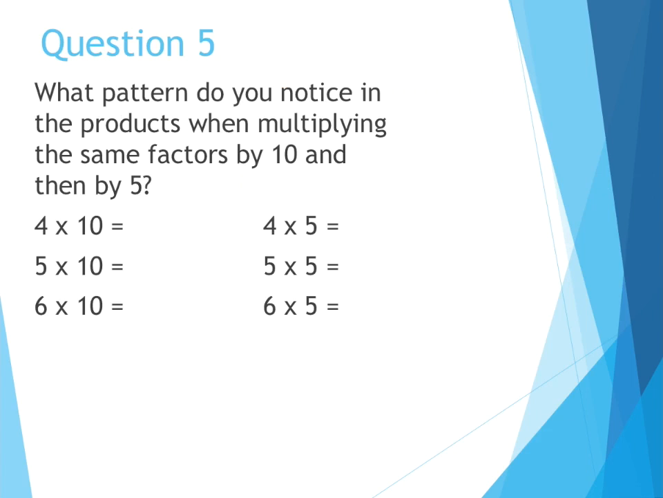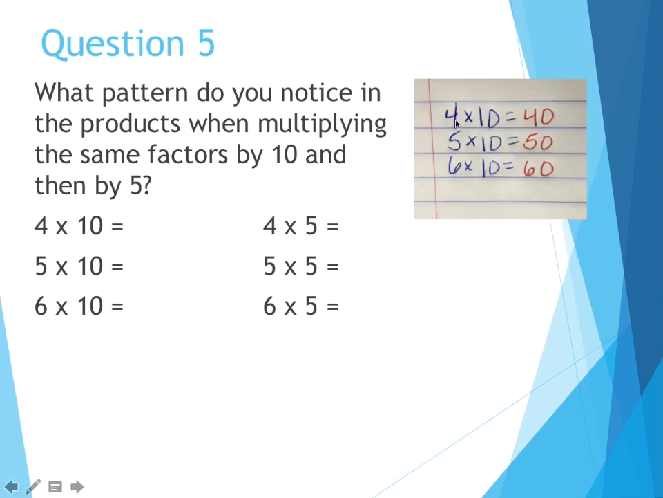What pattern do you notice in the products when multiplying the same factors by 10 and then by 5? So let's take a look at the very first number string right here when we're multiplying by 10. So I notice that the first factor is going up by 1 each time, and the second factor is staying the same. So I think that my product is going to be going up by 10 each time because it's an additional group of 10.